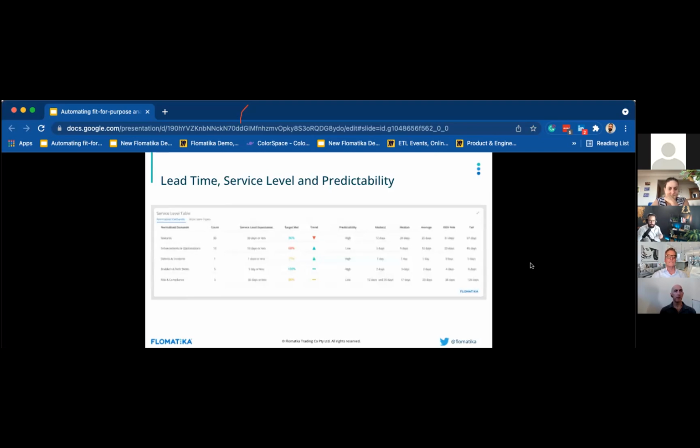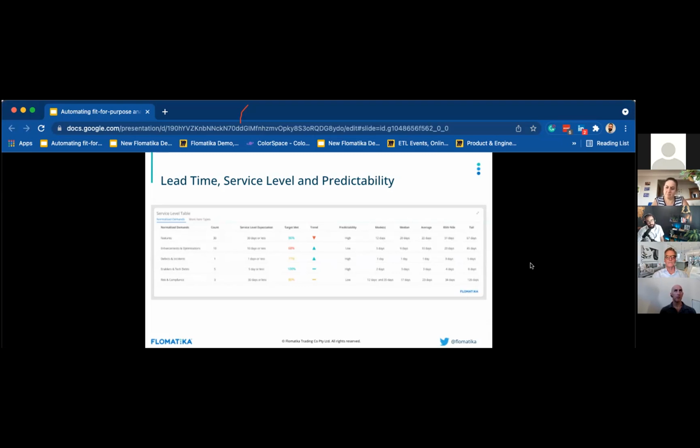All right, so the other thing is the ability to understand lead time, service level, and predictability levels for different types of demand. Again, here we are using customer language. As we saw, we can see how many items of that specific type of demand were completed. We can see the explicit service level expectation for each of those. We can see the target met, how much the value stream is meeting customer expectation for each different type of demand, the trend. And we can see the predictability.